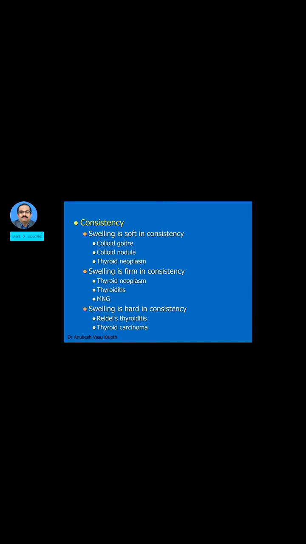Once you touch, the next thing is to find out what is the consistency of the swelling. You can have soft, firm, or hard. Soft can be seen in colloid goiter, colloid nodule, thyroid neoplasm. Firm can be seen in thyroid neoplasm, thyroiditis, MNG. Hard can be seen in Riedel's thyroiditis, thyroid carcinoma. So generally we would go for a firm or a soft consistency depending on how it is.